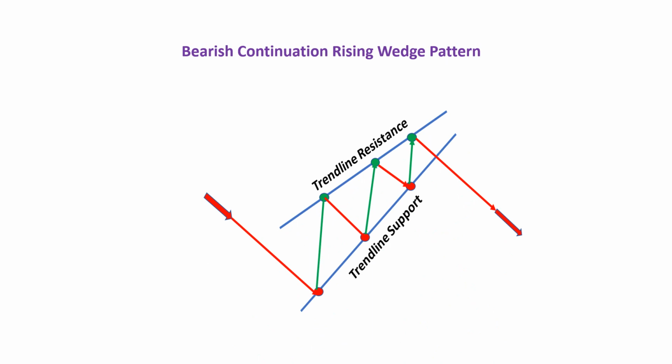It consists of converging trend lines slanting upward, where the upper trend line is steeper than the lower one. The price oscillates between these two lines, forming a narrowing wedge shape. The volume tends to decrease as the pattern progresses. This indicates diminishing interest from buyers. The breakout typically occurs to the downside. A breakout below the lower trend line is considered a signal for potential short trades, anticipating a continuation of the downtrend.